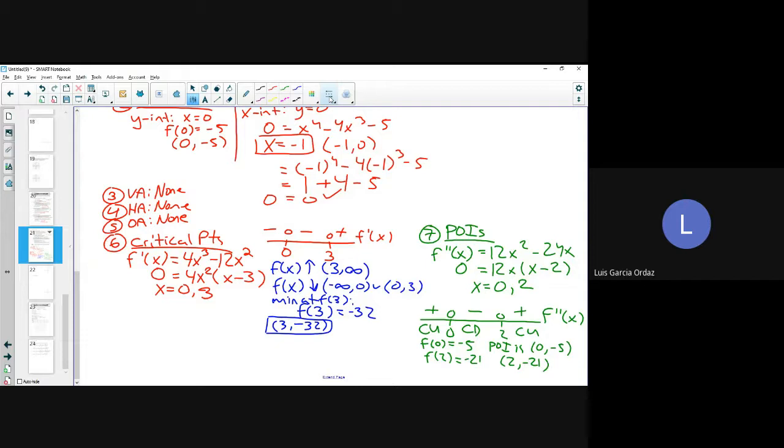Now I can determine that my graph is concave up in the interval -infinity to 0 and in union with 2 to infinity. And my graph is concave down from 0 to 2.